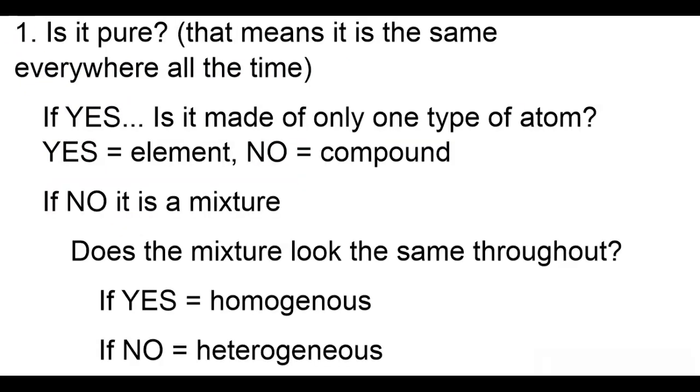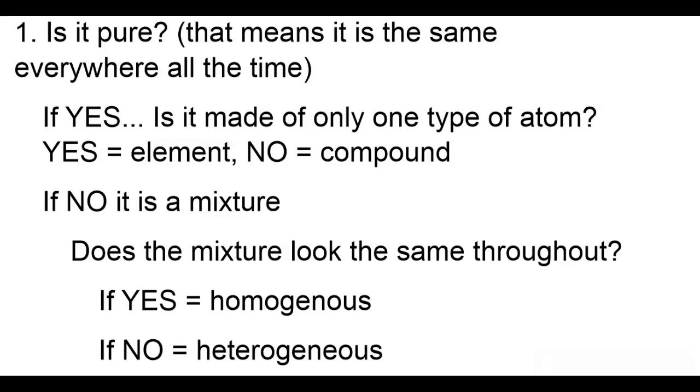Okay, so to review, some things you want to go through in your mind as you're given a material and asked where to classify it is, number one, is this a pure material? Pure means it's the same throughout, everywhere, all the time. It's always the same thing no matter where you are. Is the container of whatever material you're looking at the same throughout? If yes, then you ask yourself, is this made of one type of atom, that's an element, or a chemical combination of more than one type, that could be a compound?